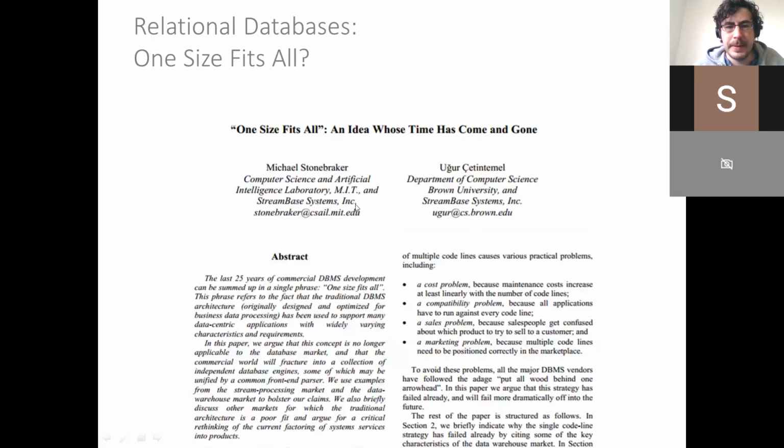There was an influential paper written by 2 authors, one of them Michael Stonebraker, who won the Turing Award, the sort of Nobel of computer science, a few years ago. Essentially, it's arguing that this idea that you just use a relational database and you're done has come and gone. So this is no longer valid nowadays.